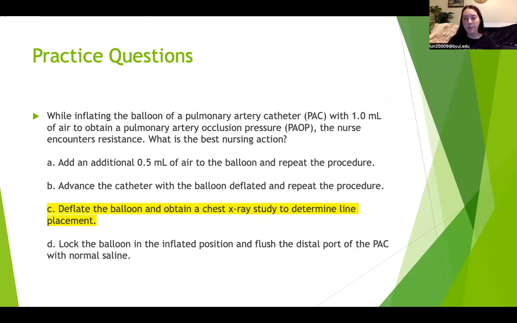Okay, so the position that you put them in, you want to put them in Trendelenburg, so head down, and place them on their left side, and that's to avoid an air embolism or something like that from going into pulmonary circulation and becoming a PE. Okay.